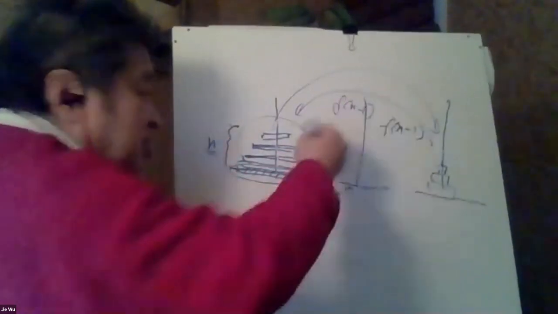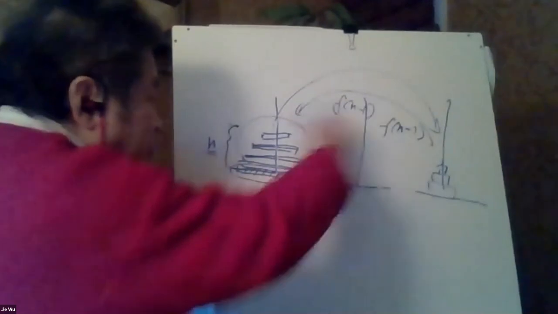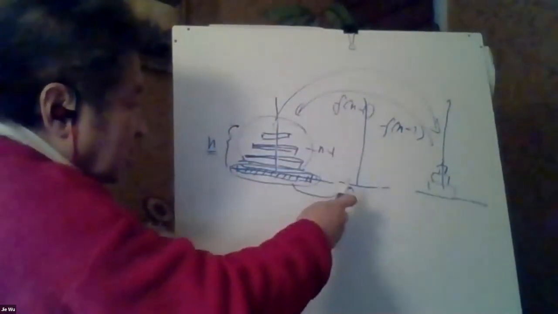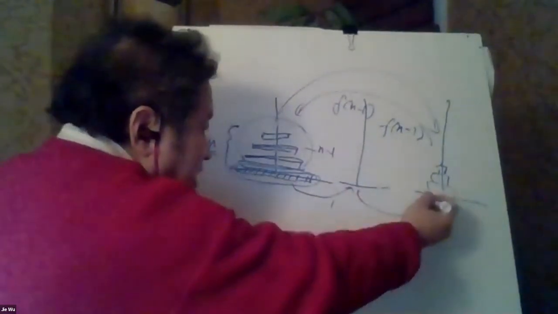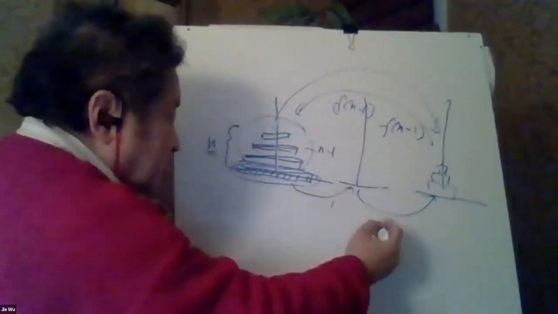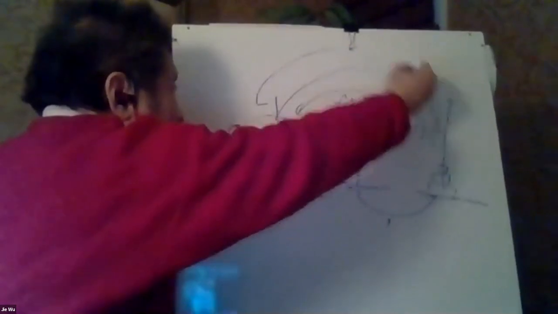This is just my personal experience, my mistake. So you see that. You move this one back to here, right? Then you move this one to here, the top one, the largest disk, to here. So another move. Finally, you move this one again back to here.